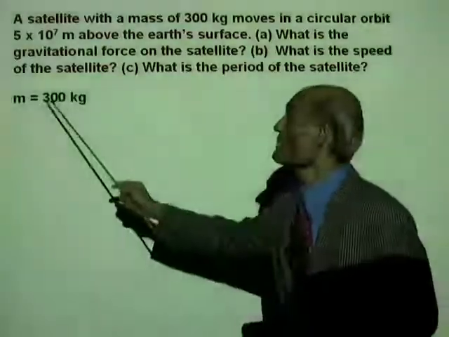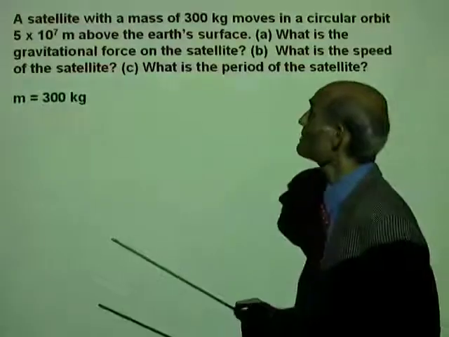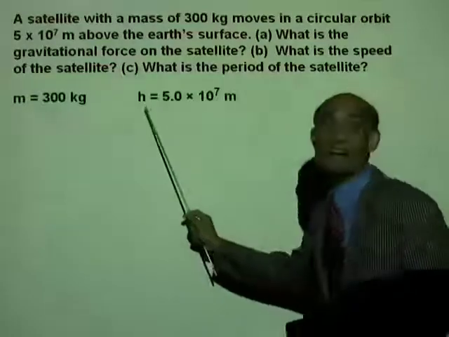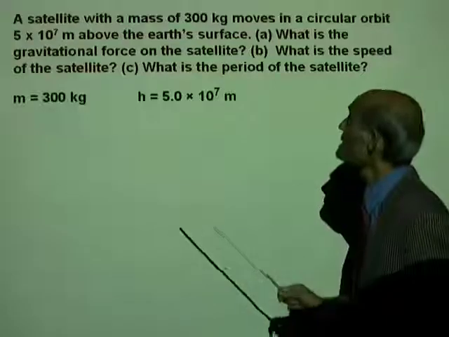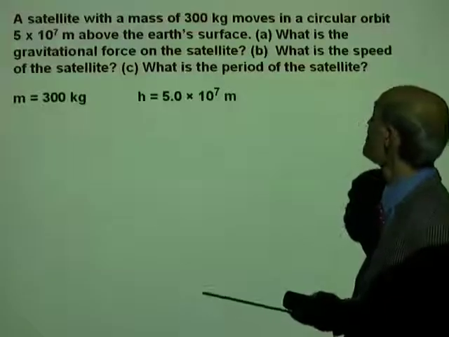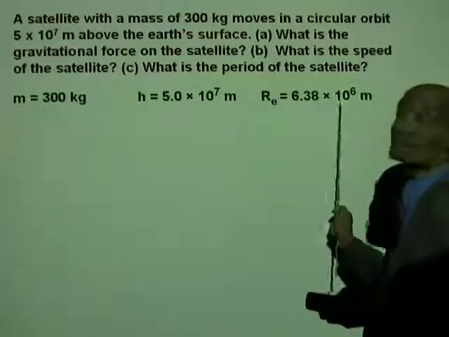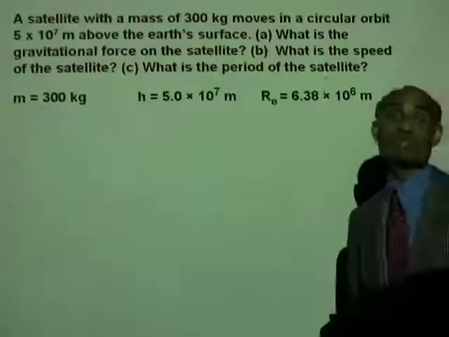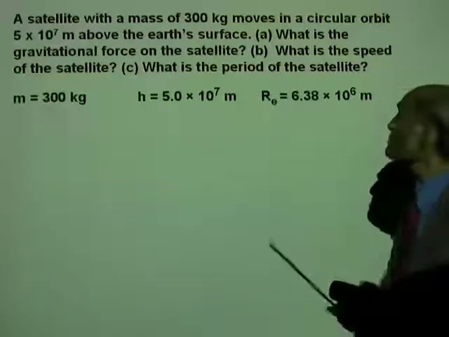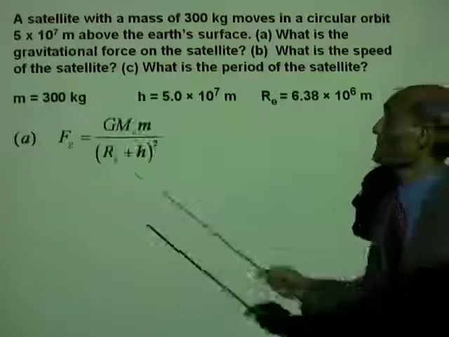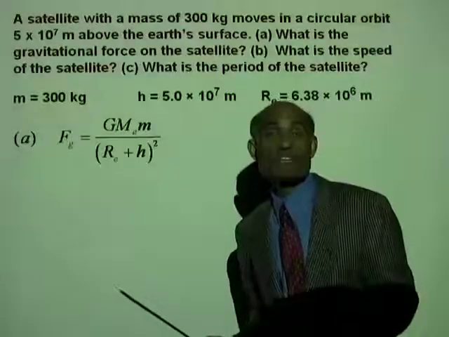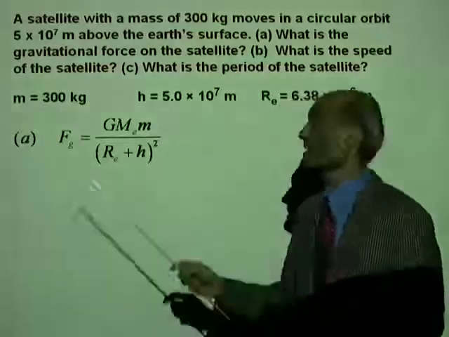Well, let's take the data. The mass of the satellite is 300 kilograms. The height of the satellite is 5 times 10 to the 7 meter, and the radius of the Earth is the usual value, 6.38 times 10 to the 6th meter. First, what is the gravitational force on the satellite?